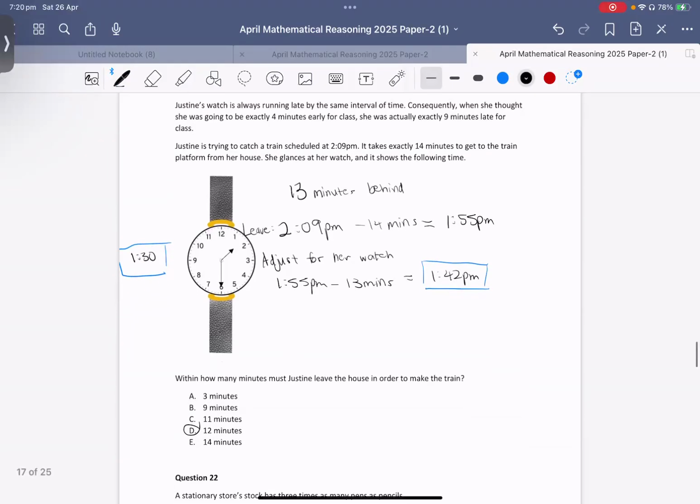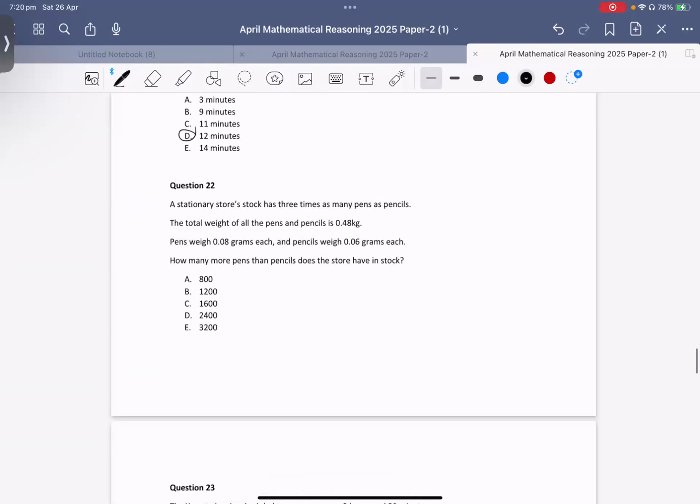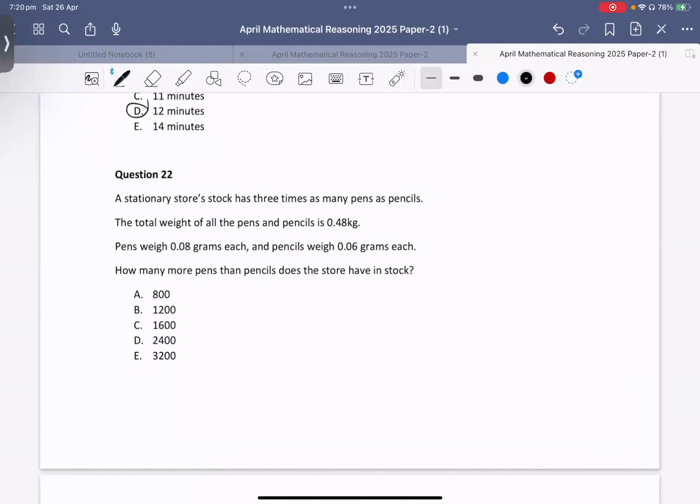cool. Question 22. So a stationery store stock has 3 times as many pens as pencils. The total weight of all the pens and pencils is 0.48 kilograms. The pens weigh 0.08 grams each, and the pencils weigh 0.06 grams each.